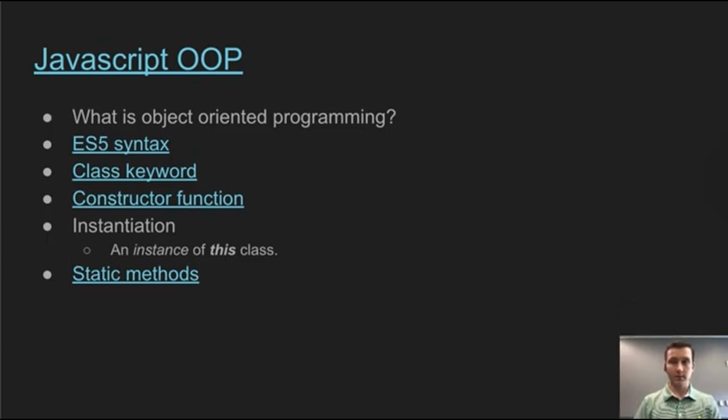Now we'll go over object-oriented programming. Object-oriented programming is one of many popular programming paradigms. It's probably the most popular. In ES5, syntax is the old means of doing it. We don't really use it so much.